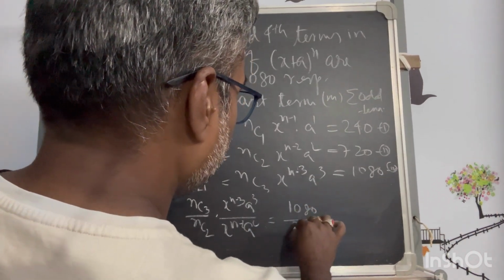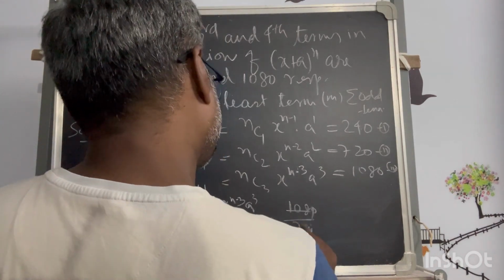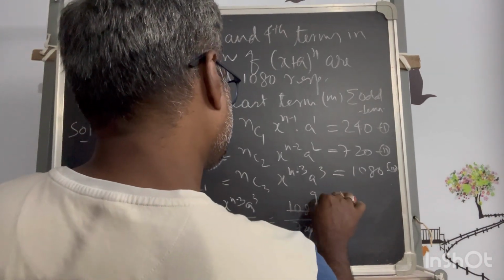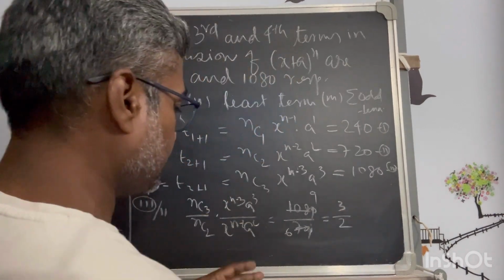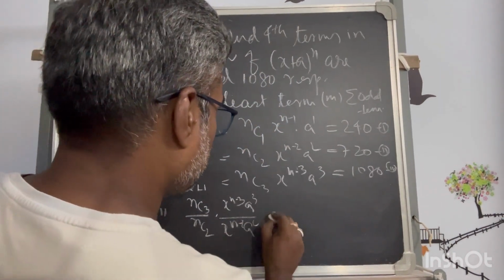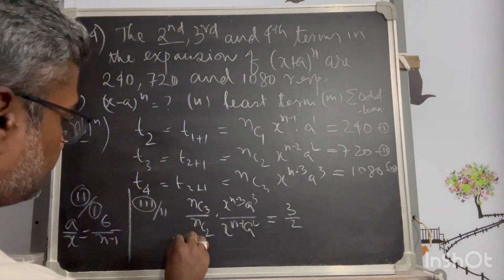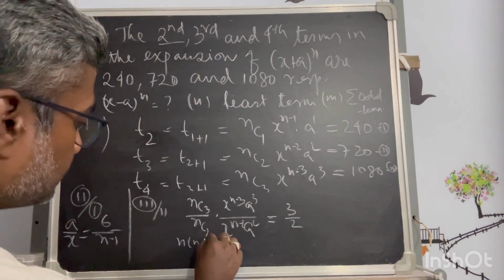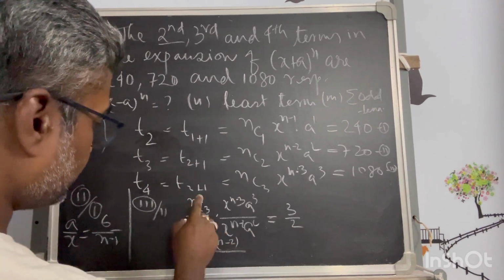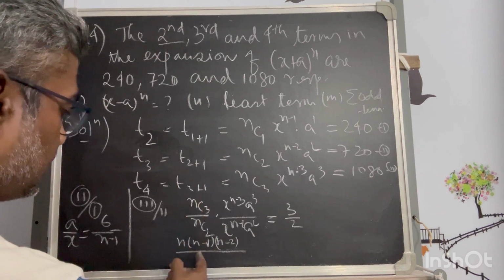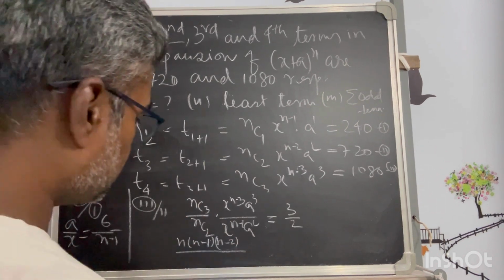1080 by 720. So 12, 9, 12, 6, further 3 by 2. Okay, so I am reducing and keeping it as 3 by 2. Now here n into n minus 1 into n minus 2 factorial and 3 will be there. If I elaborate it, you can definitely try yourself. I am skipping the steps.